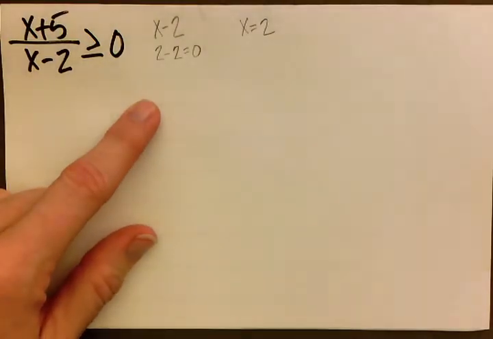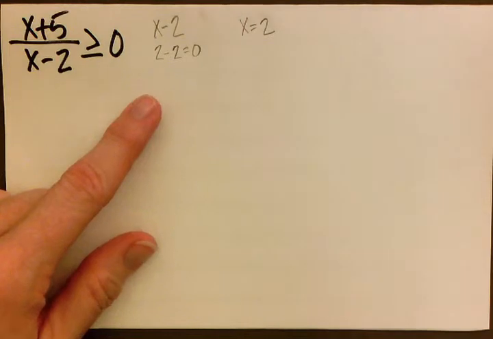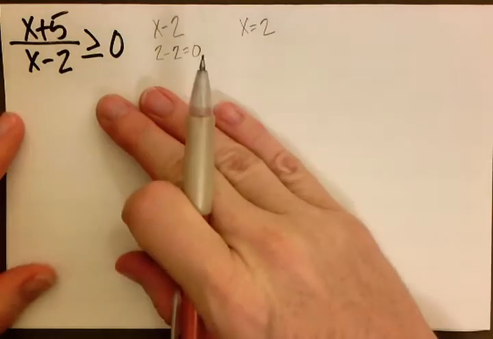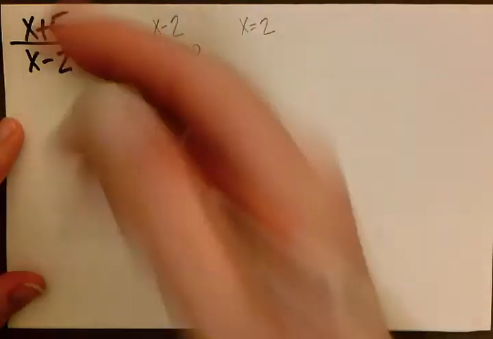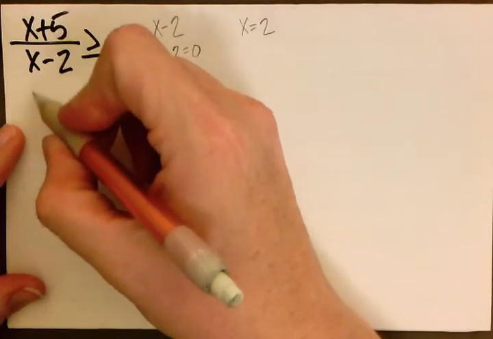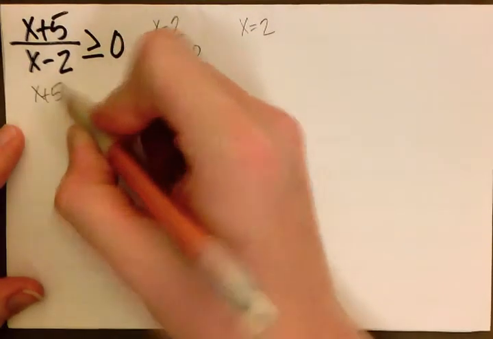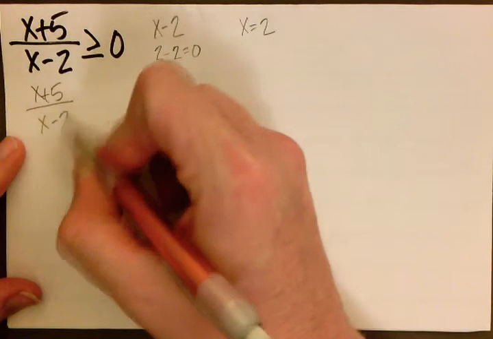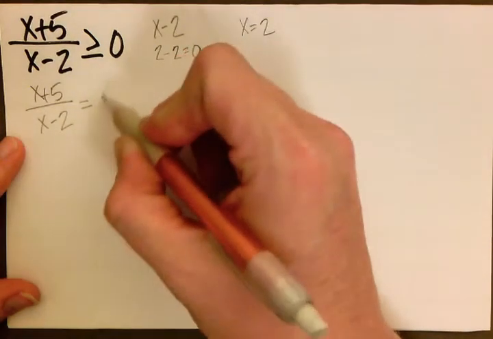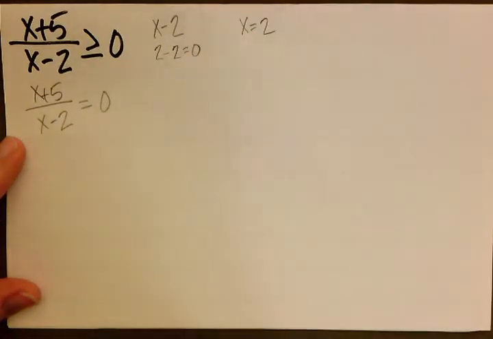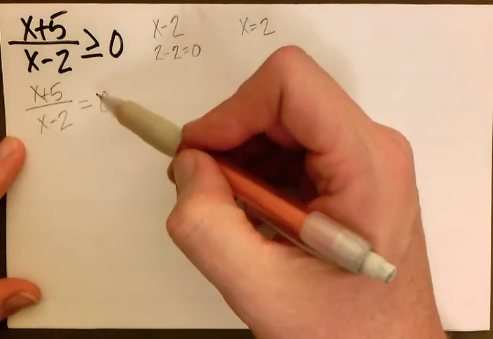The next thing we want to do is solve for a related equation. Now the way we do that is that we take the equation, same as it is now, (x + 5) over (x - 2), and this time we put an equal sign in between instead of the inequality.